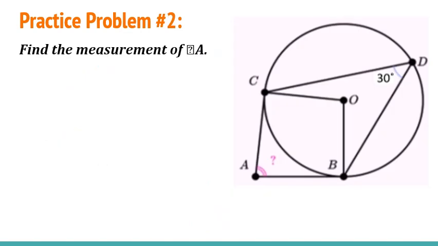Okay, let's advance it a little bit more now, where they're making us figure out the information a little differently. So here we want the measure of angle A. Ooh, I don't know why that came out as a question mark. That should say angle A. Sorry about that. Okay, we want the measurement of angle A. We're given this angle here, 30.